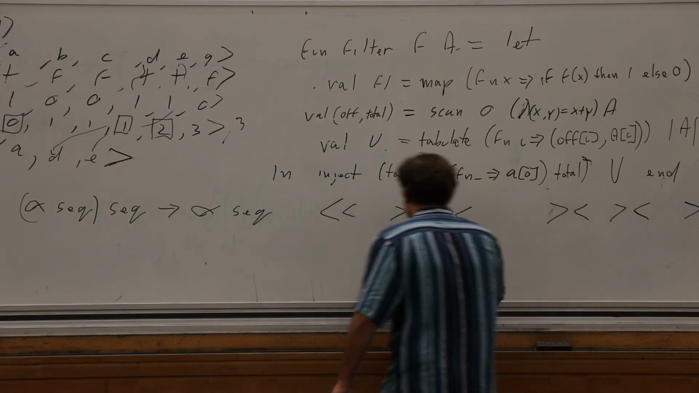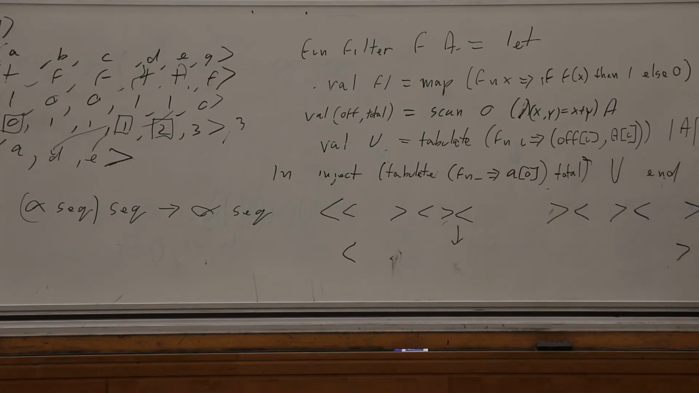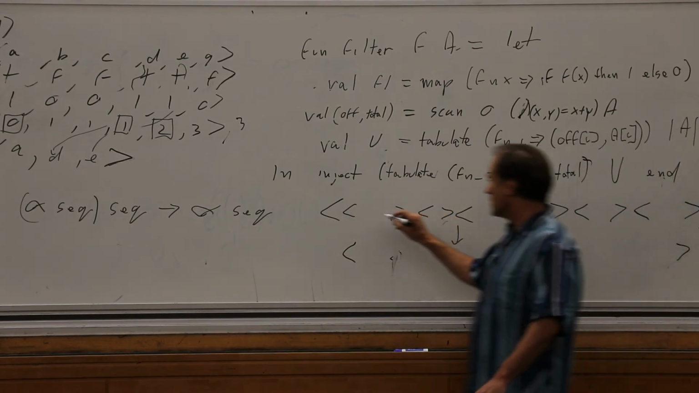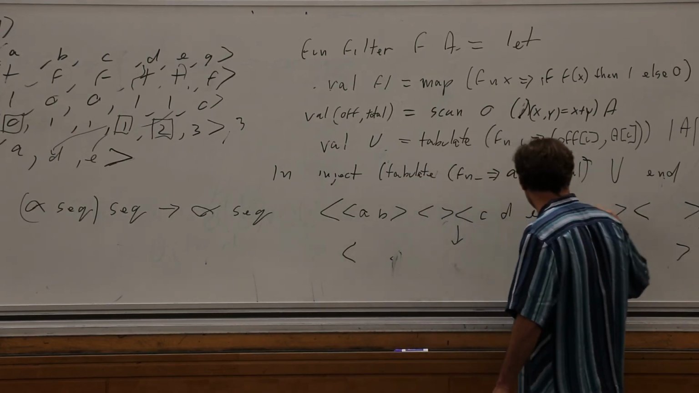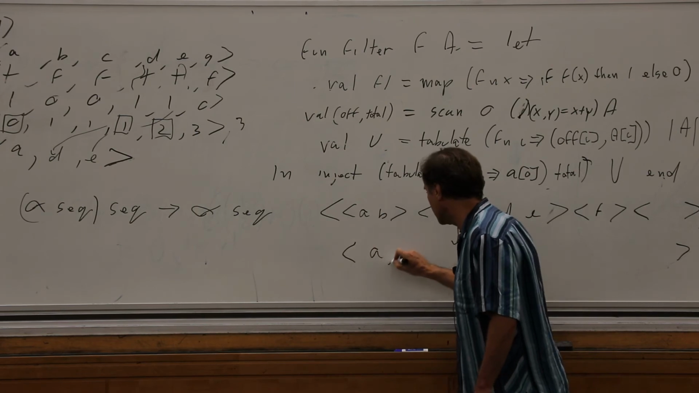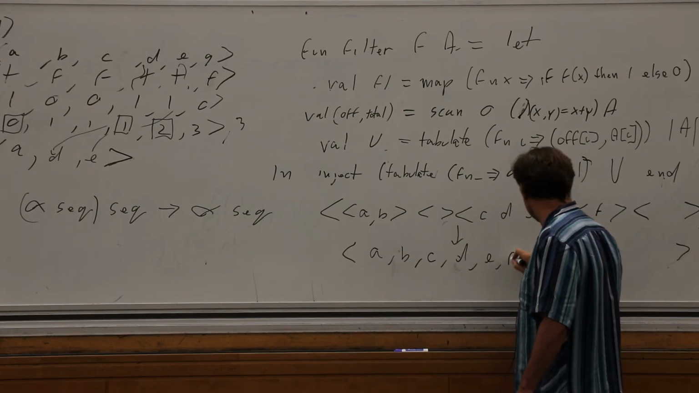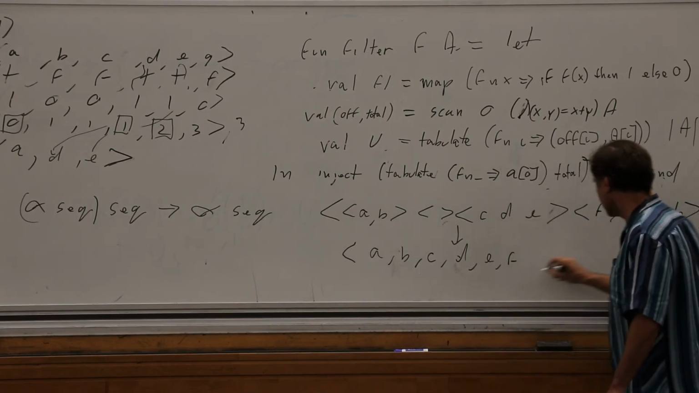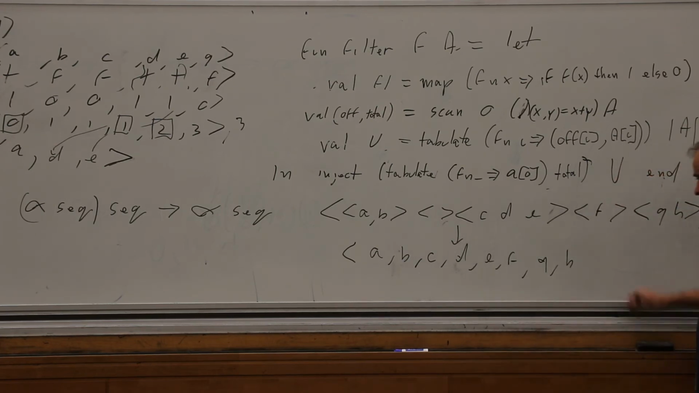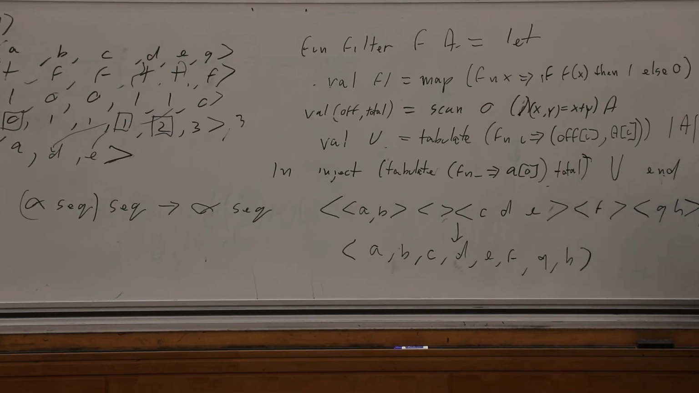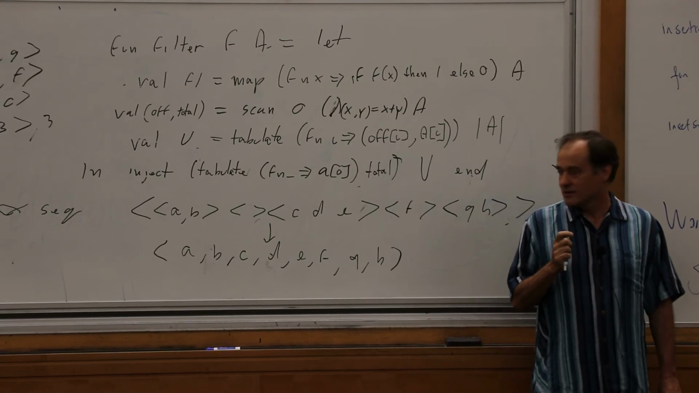So the output's going to be the sum of the length of all the interior sequences here. So if there was A, B, maybe this could have been empty, this could have been C, D, E, F, the output's going to be A, B, C, D, E, F, A, G, H, or something.